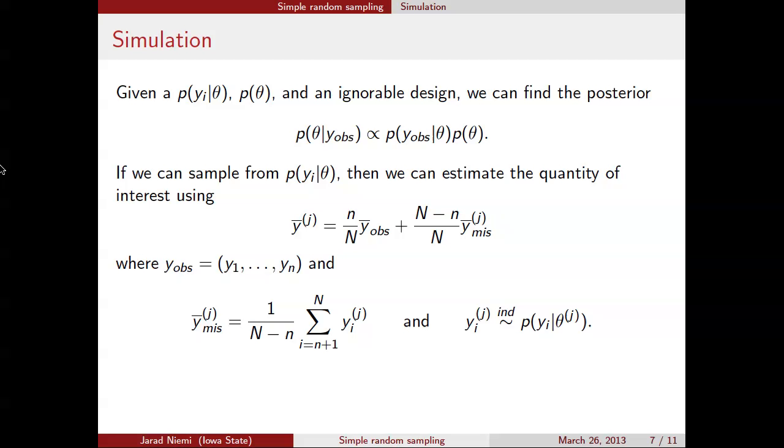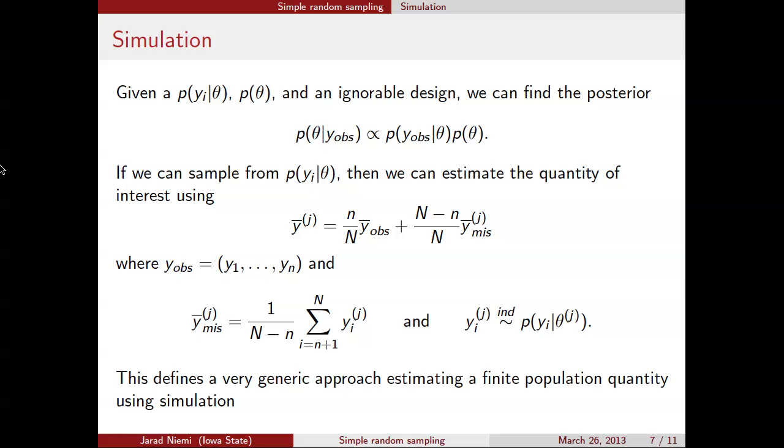Okay, so imagine what happens as capital N goes to infinity. It's going to become computationally intractable because right here you're sampling from n plus 1 up to capital N, and if N is a billion or 350 million or something like that, this isn't going to be so feasible. But nonetheless, it defines a very generic approach to performing data analysis with missing data.